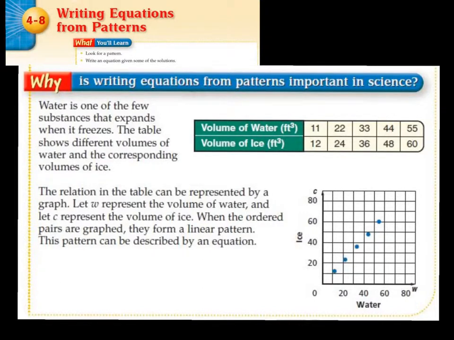It looks like every time the water volume goes up by 11, the ice volume goes up by 12. 12 is more than 11, not a whole lot, but enough to notice the difference.